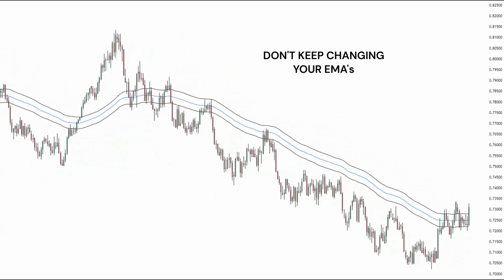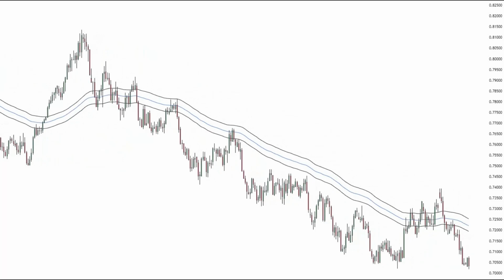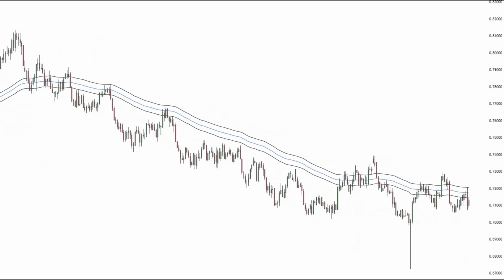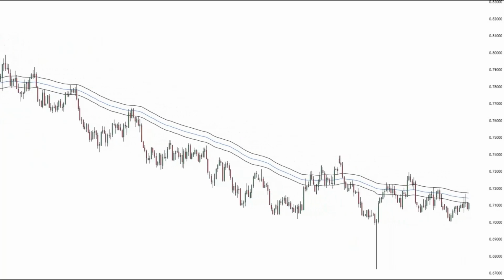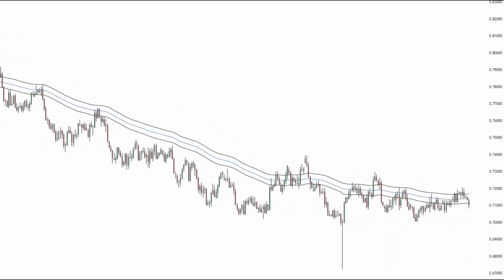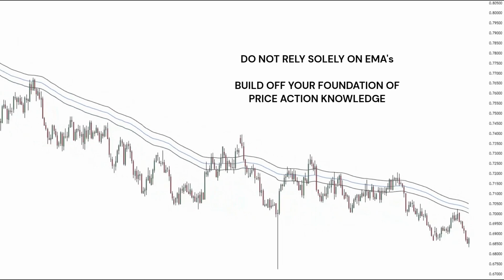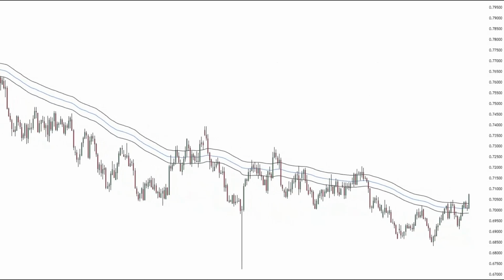What I'm saying here is, you will always receive mixed signals. Support and resistance won't hold or gets broken. Unfortunately, it's just part of trading. That's why any EMA strategy needs to be built on sound price action knowledge. That's where you'll find your trading edge.